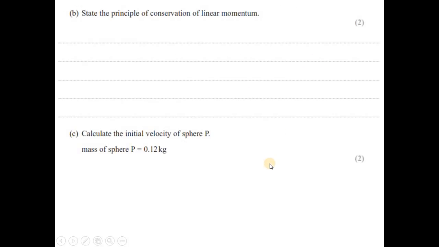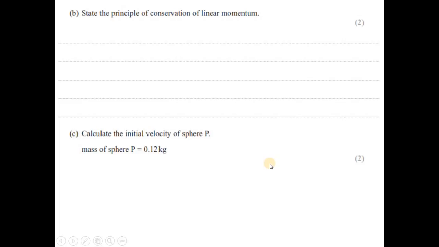State the principle of conservation of linear momentum. A typical question about momentum, they ask the statement. So you will have to say that the total momentum before collision is equal to the sum of the momentum after collision. But don't forget to mention the absence of external force.